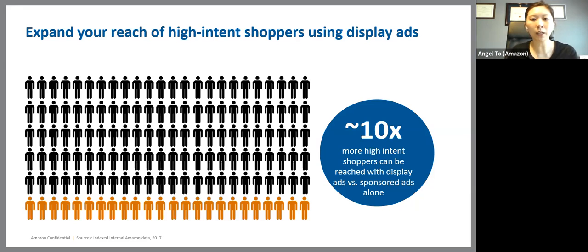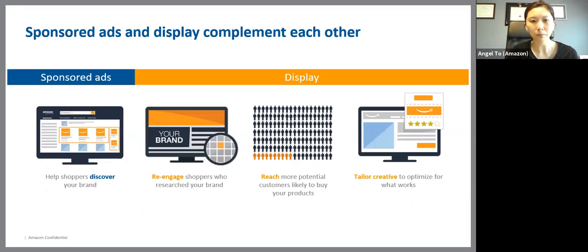I really like this visual because it shows you how much more reach and opportunity size you're able to gain through an activation of both strategies. I just talked about it in the last slide, but it's not to say sponsored ads is better or display ads is better. They're really meant to work together.